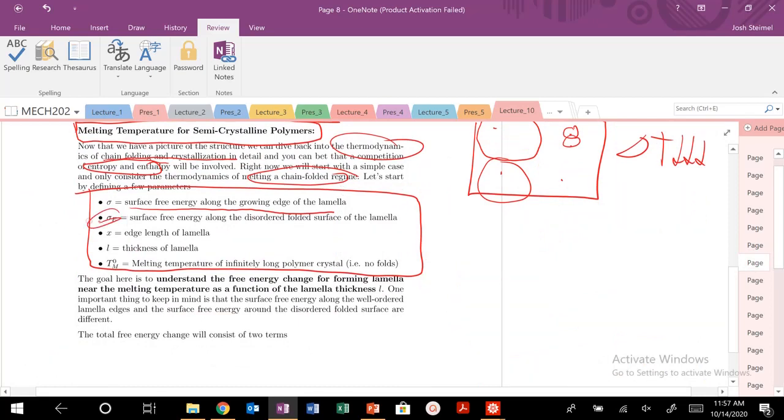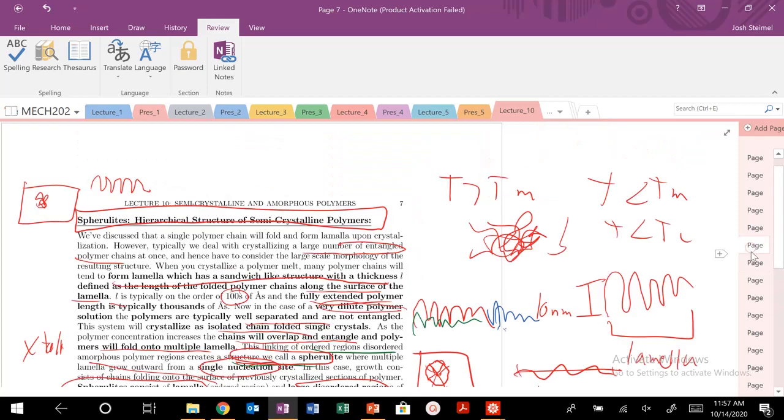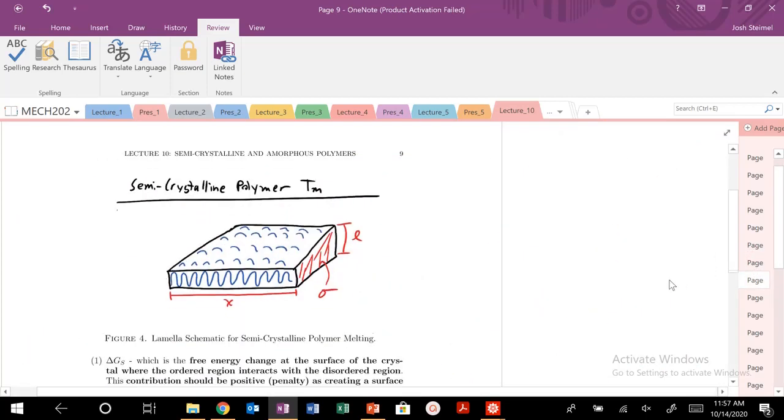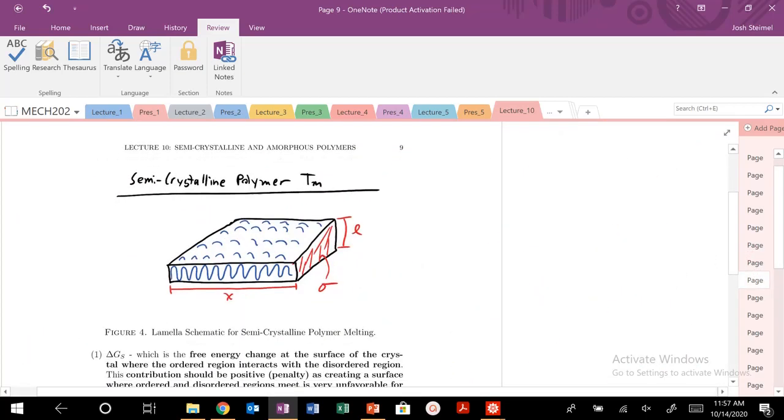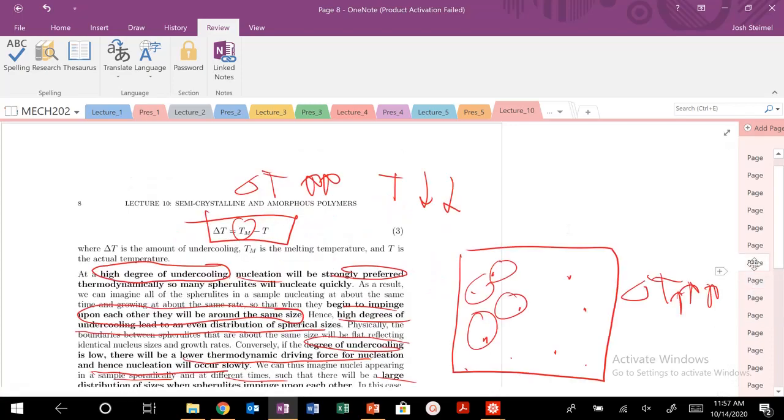We also have sigma E, the surface free energy along the disordered folded surface of the lamella. So this over here, sorry, I flip back and forth. There's going to be another lamella right here. These are going to be basically favorable interactions, ordered. Here there's a kind of disordered mess going on. So the lamella is going to extend here. This is our sigma E right here, the surface energy of that disordered region.